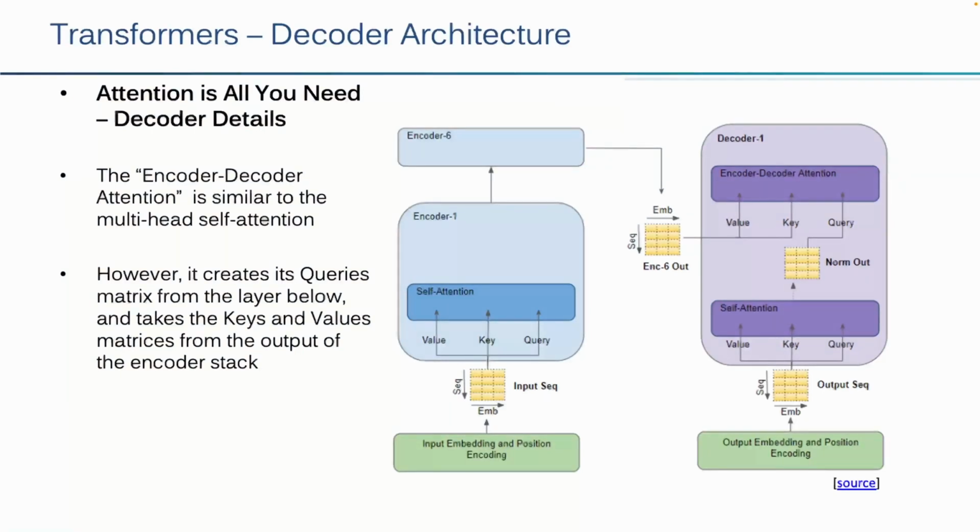So here the encoder-decoder attention is similar to what we've seen before, to the self-attention or multi-headed attention, but it creates a query matrix from the layer below and takes the keys and values from the output of the encoder stack. So on the last encoder, that's the last layer of the encoder network, you have like 6 layers, we now attend the queries from the layer below and the keys and values from the output of this stack, okay? And we do this for all decoder stacks. We don't just do it for the first one, we do it for the first, second, third, fifth, and so on. And that's basically how both of these components work together.